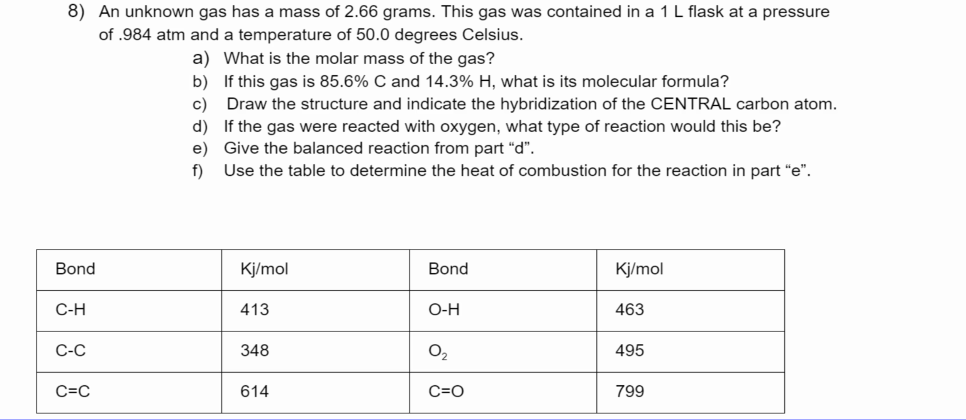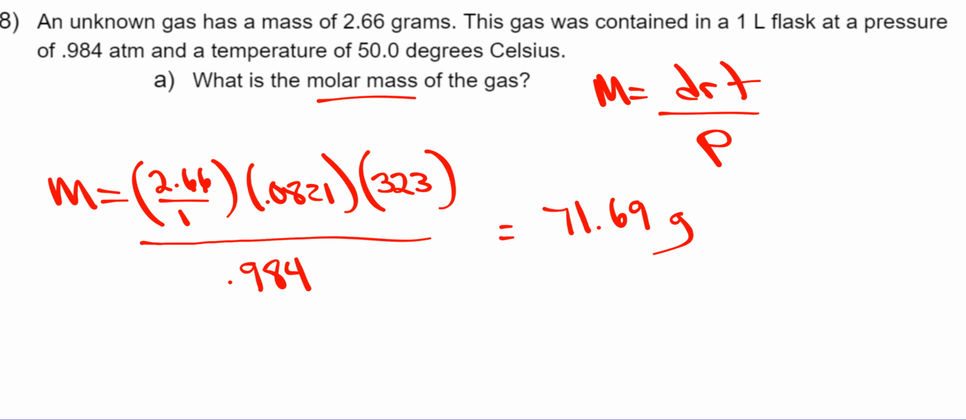All right, so we look at the problem we did a while ago, where we solve for density. Density would be PM over RT, if I rewrote that. But that equation was just a variation of the ideal gas law, so we could rewrite it for the molar mass. The molar mass is equal to dRT over the pressure. So I already did all this.